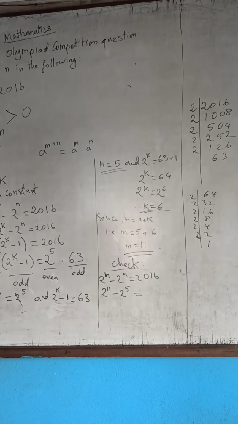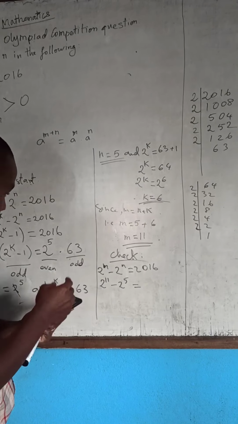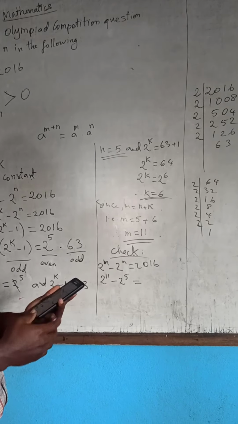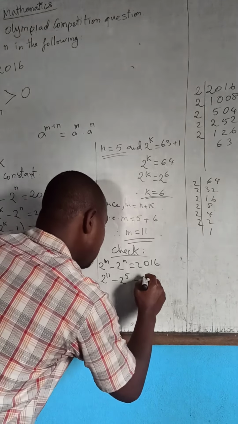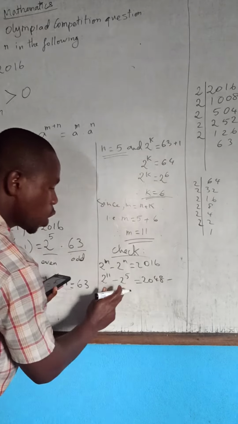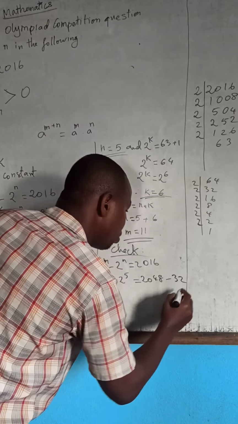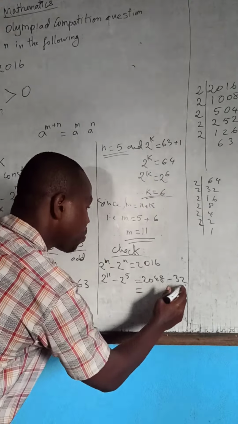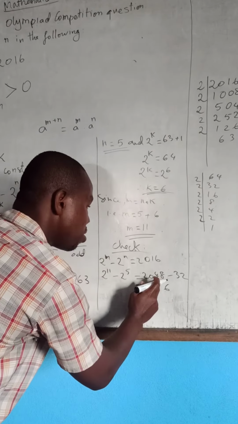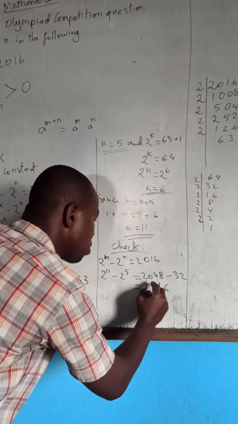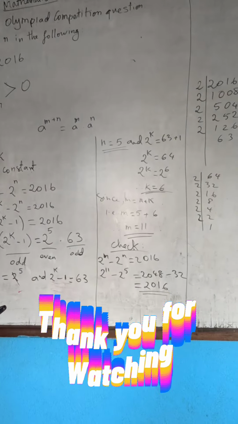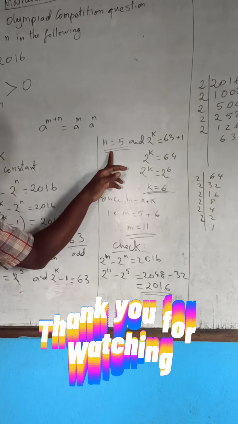So on the calculator, 2 raised to the power 11, I'm sorry, I was looking for a calculator. 2 raised to the power 11 gives us 2048. Minus 2 raised to the power 5, which is 32. So subtract them: 8 minus 2 is 6, 4 minus 3 is 1, and 0 and 2. So you see it is verified. So our m is 11 and our n is 5.